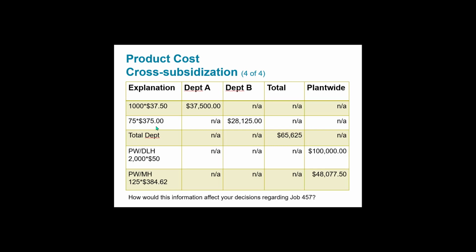And this is for a particular job here that used 1,000 direct labor hours and 75 machine hours, so this would be their overhead allocation.